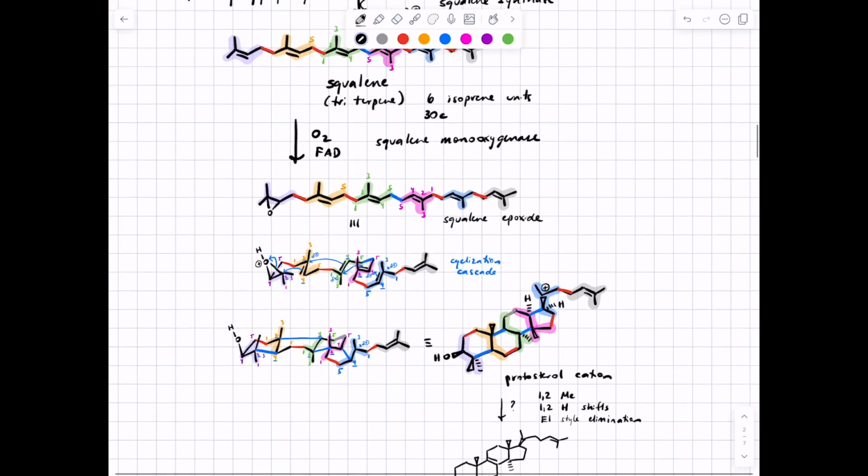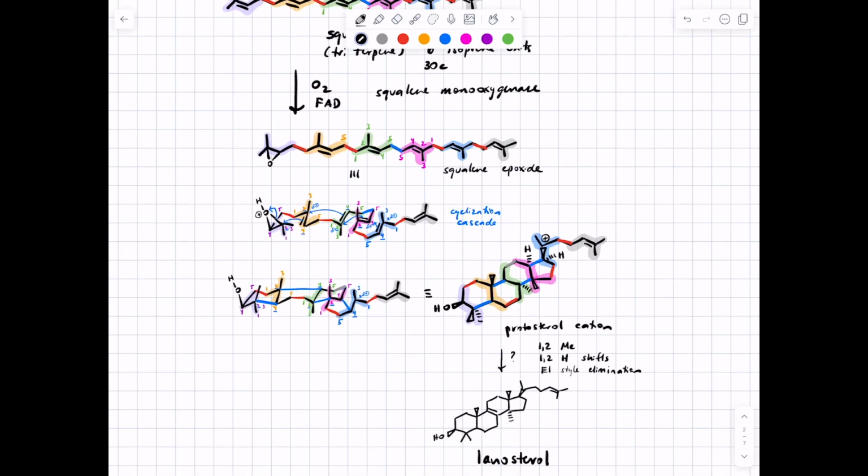All right, so that's just an example of terpene chemistry. I'm skipping the carbocation rearrangement because I don't want this to take longer than it already has. We've already spent maybe 10 minutes longer on this than I intended to.